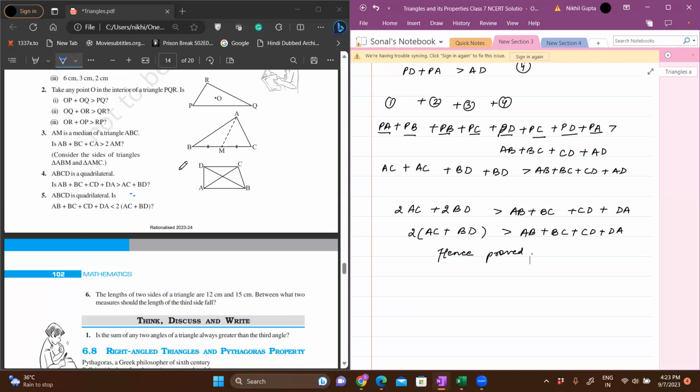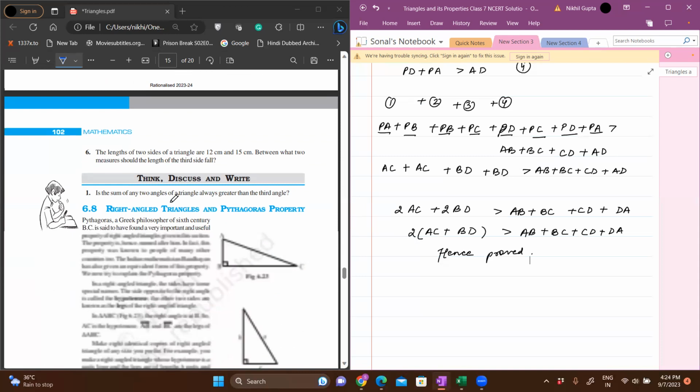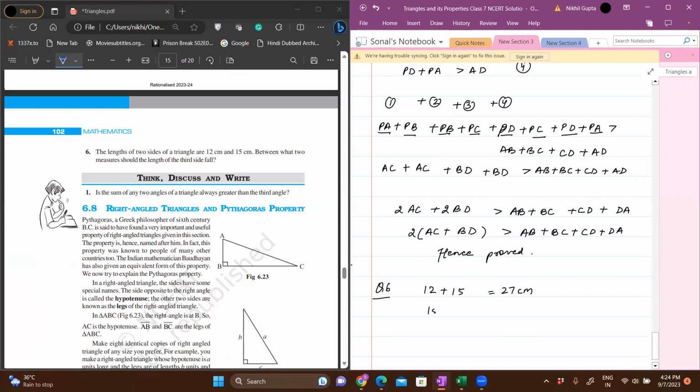After this, let's move on to the next question. Question 6 says the lengths of two sides of a triangle are 12 centimeter and 15 centimeter. So, between what range will the third side fall? That will fall between 12 plus 15, which is 27 centimeter, and 15 minus 12, which is 3 centimeter. So, the third side will fall in the range of 3 centimeter and 27 centimeter.